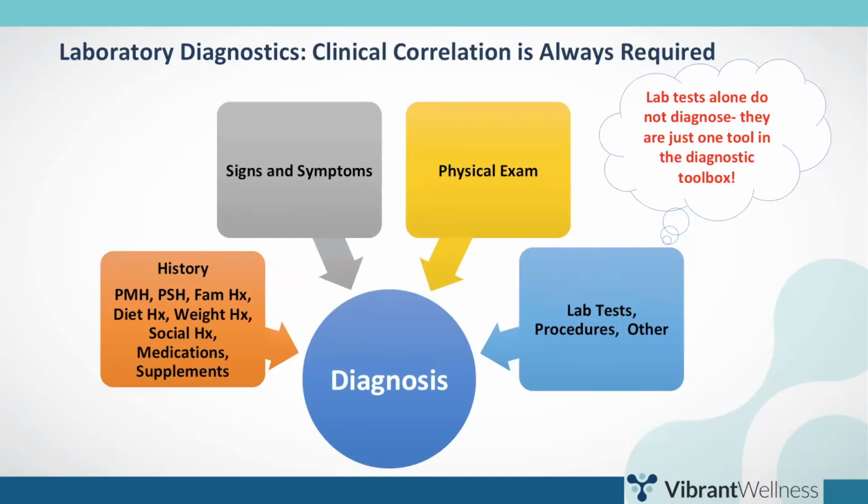So with laboratory diagnostics, you always need clinical correlation. You can't just look at the test results alone in a vacuum. You really need to come to a diagnosis. You have to take into account the past medical history, the past surgical history, the family history, diet history, weight history, social history. You want to know about their social stressors and their life events, medications, supplements. You also want to have a good understanding of their signs and symptoms. You want to do a physical exam. And in addition to lab tests, there may be other procedures that lead you to a diagnosis. So while we have placed tremendous value on laboratory diagnostics, they really are just one tool in your diagnostic toolbox, and they always require clinical correlation.